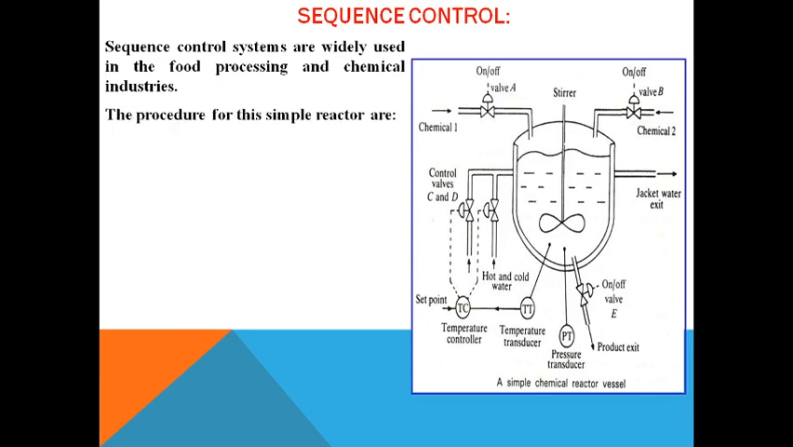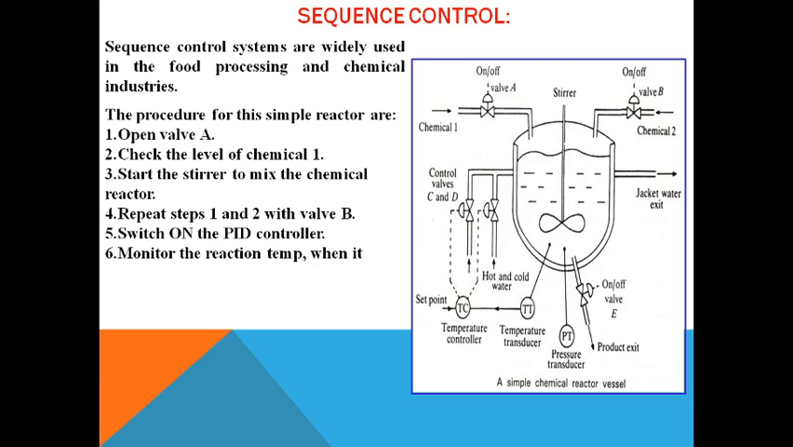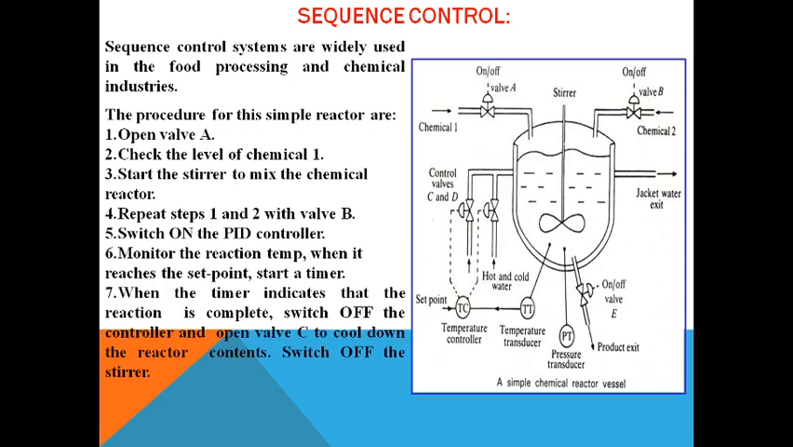So here some steps are given. We will first see the procedure for this simple reactor and I will explain the concept. First, we have to open valve A. Then we have to check the level of chemical 1. Then we have to start the stirrer to mix the chemicals. Then we have to repeat steps 1 and 2 with valve B. Then switch on the PID controller. We have to monitor the reaction temperature. When it reaches the set point, start a timer. And when the timer indicates that the reaction is complete, switch off the controller and open valve C to cool down the reactor contents. Switch off the stirrer.